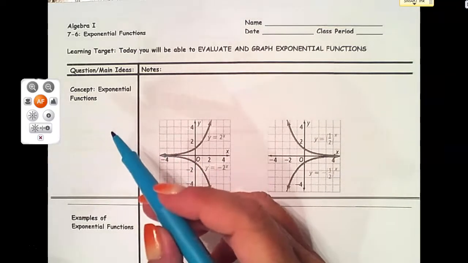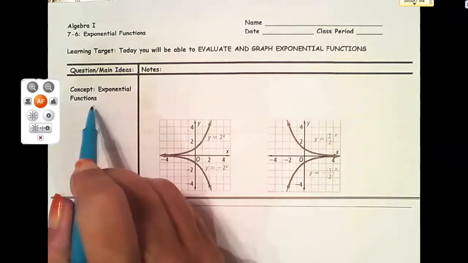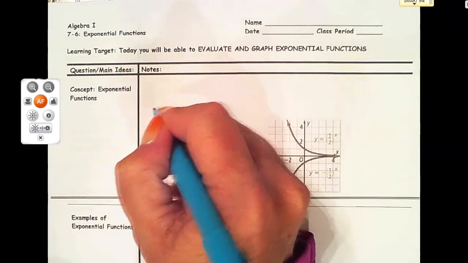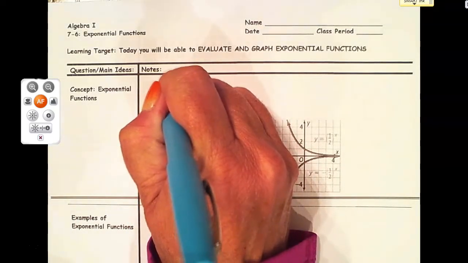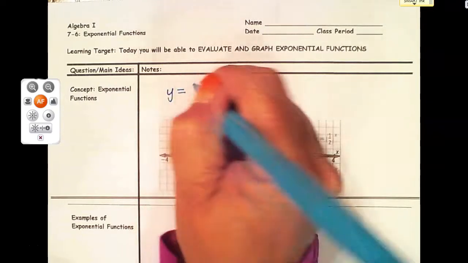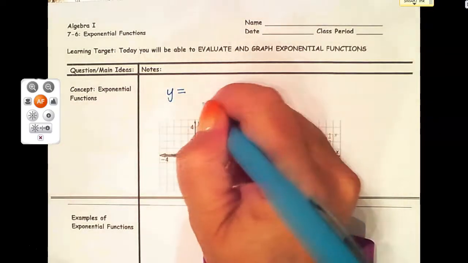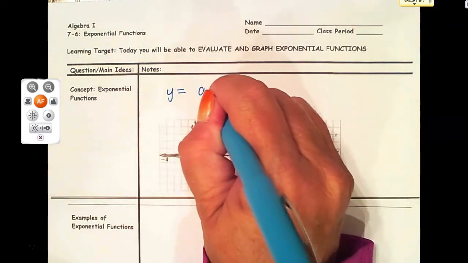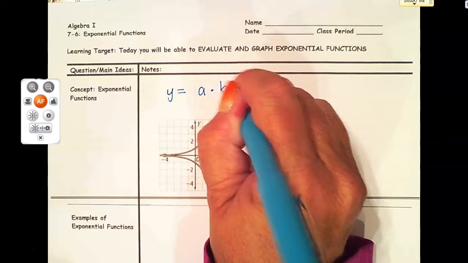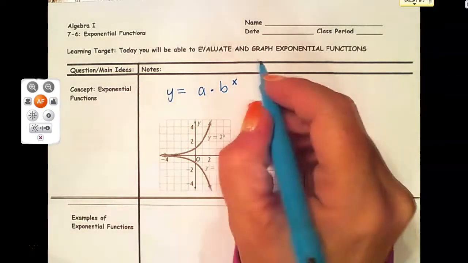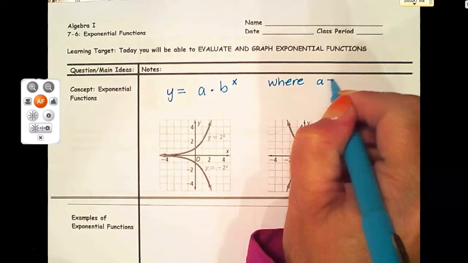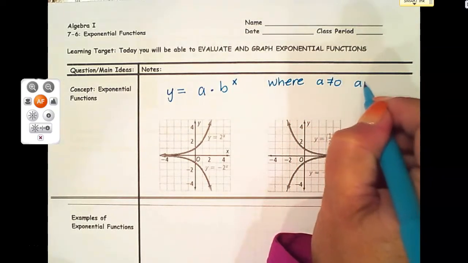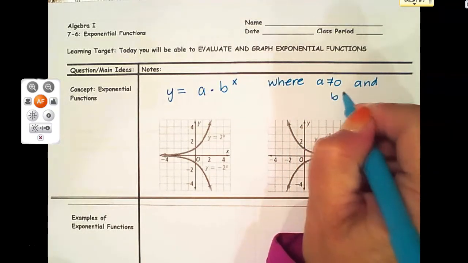Now my worksheet is a little bit messed up here. The concept of exponential functions, we'll be given a parent function and it looks like this: y equals a times b raised to the x power, and a is not allowed to be equal to 0 and b is greater than 0.